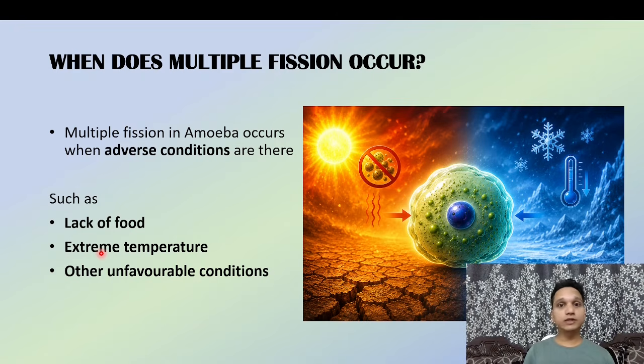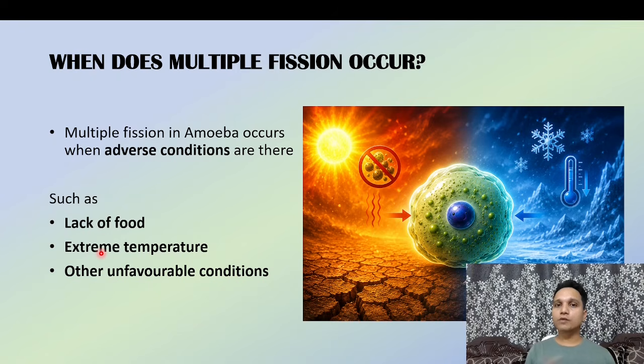Multiple fission is not going to happen in ideal, normal, or controlled conditions. When the temperature is normal and there is plenty of food and water available for amoeba, in those conditions amoeba will always follow the binary fission method.